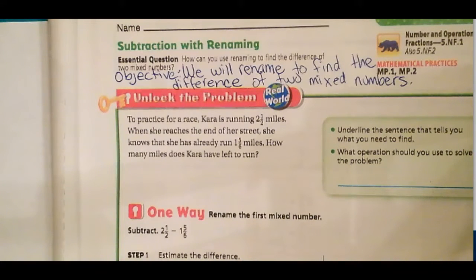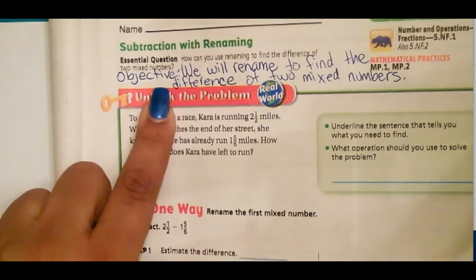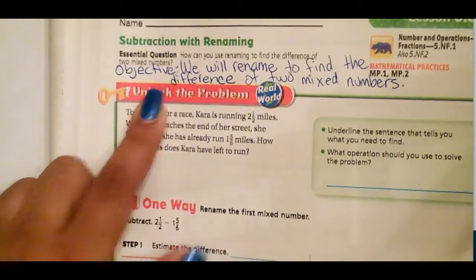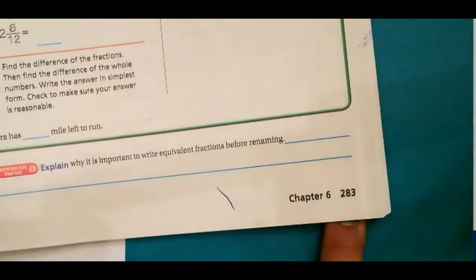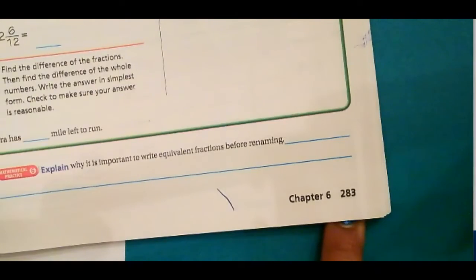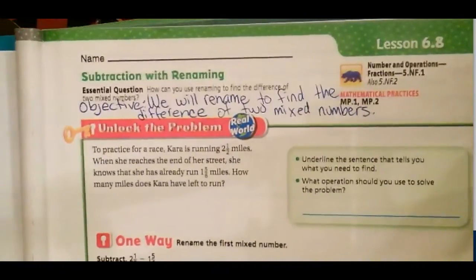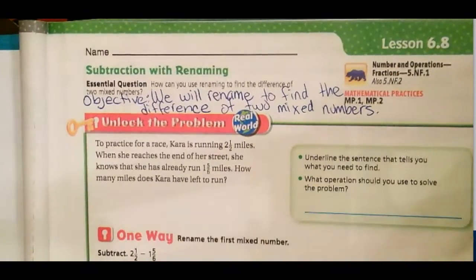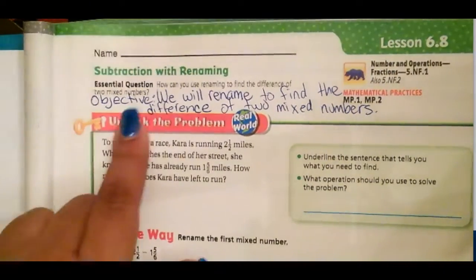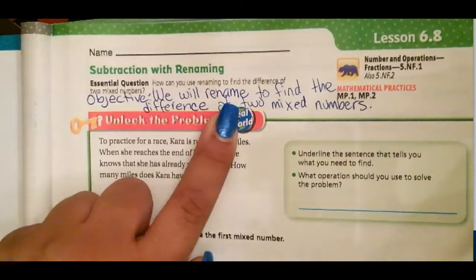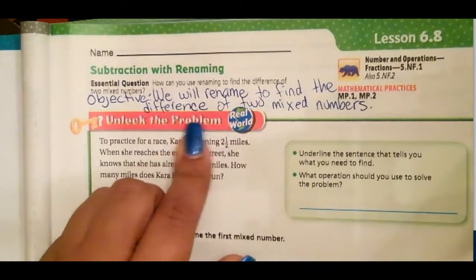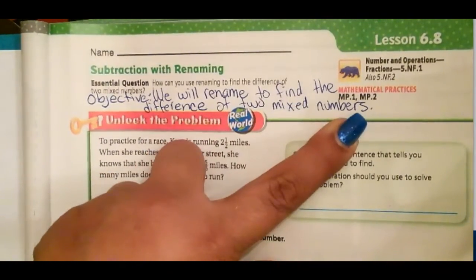Okay, we will begin this lesson. Please make sure that you're paying all the attention possible and write the objective in your book. We are on page 283, chapter 6. It's lesson 6.8, and the objective is: we will rename to find the difference of two mixed numbers.